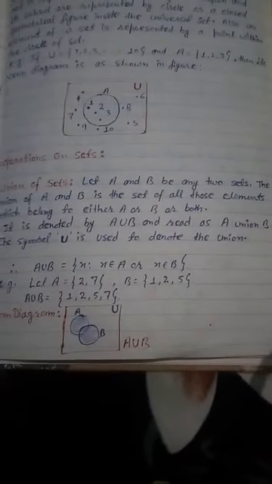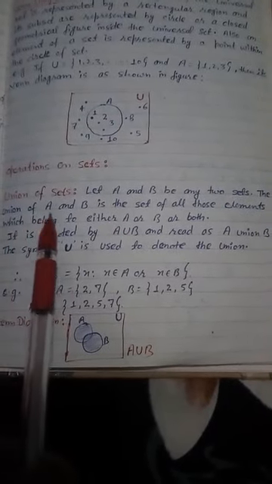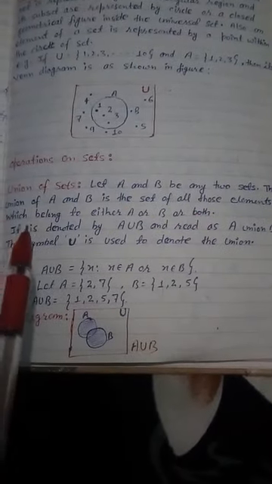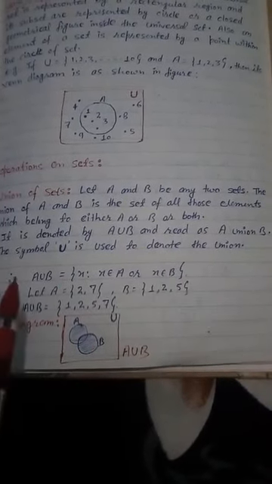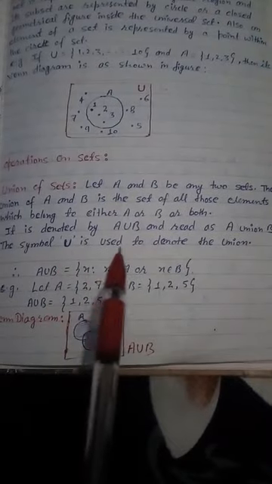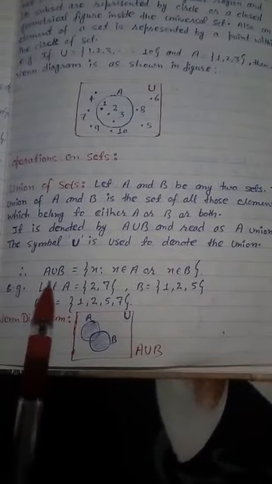Now we have operations on sets, and the first of them is union of sets. Let A and B be any two sets, then the union of A and B is the set of all those elements which belong to either A or B or both. It is denoted by A union B and read as A union B. The symbol ∪ is used to denote the union.